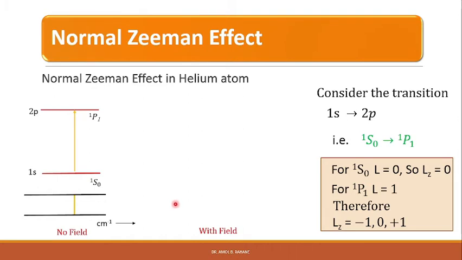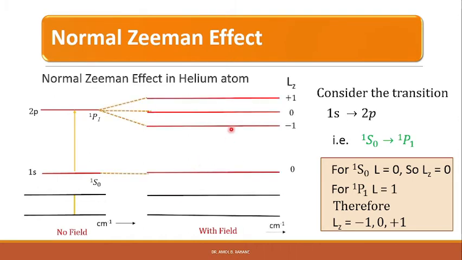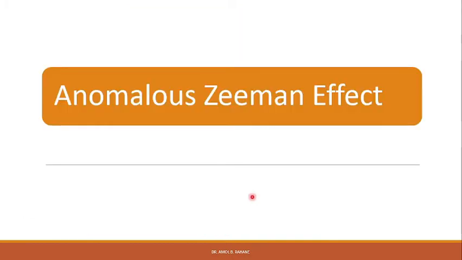But when an external magnetic field is applied, these spectral lines split into several different levels. So this 1S0 will not split, so we get only a single level, but the 1P1 level will split into 3 different energy levels corresponding to different Lz values, right? And when the transition between this singlet ground state and singlet excited state occurs, we get 3 different spectral lines, right? So these three spectral lines can be seen in the presence of a weak magnetic field. So this is called the normal Zeeman effect in the helium atom.